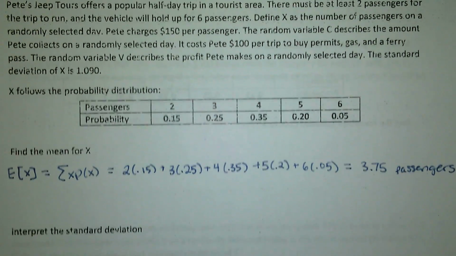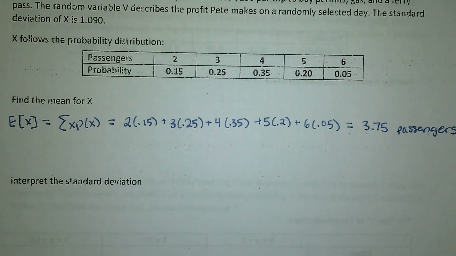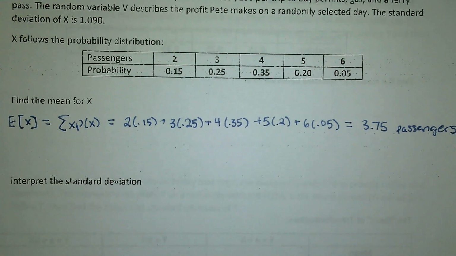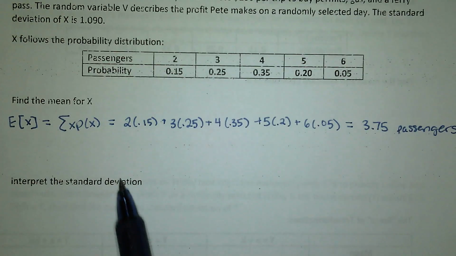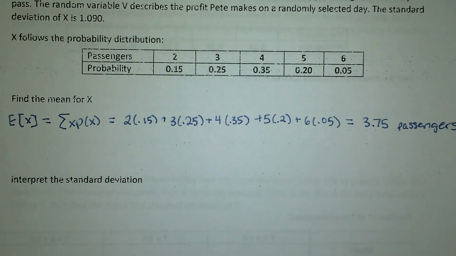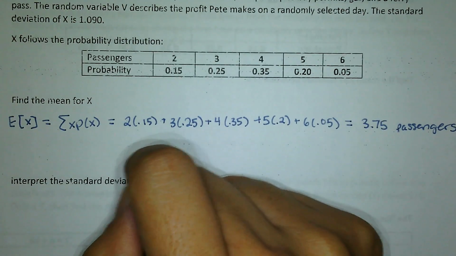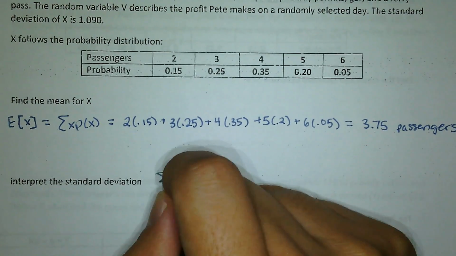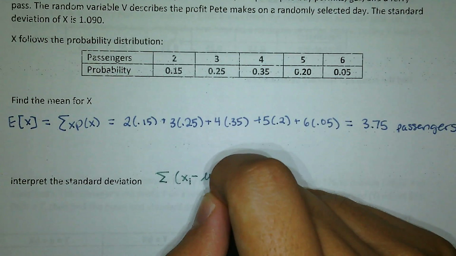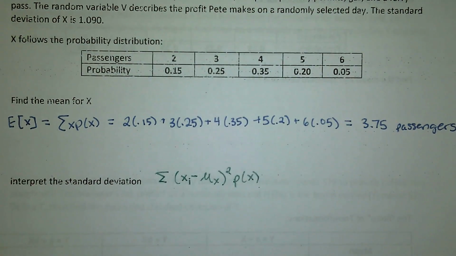Something like that. Now, the standard deviation is already provided to us. I will say it's more common on the AP exam to find the mean and to interpret the standard deviation. You may be asked to find the standard deviation from the random variable, and just as a reminder, that formula looks like this. It is the sum of the squared differences from the mean times their respective probabilities.